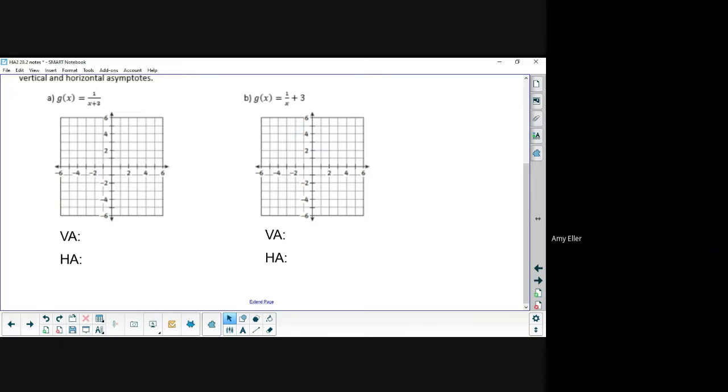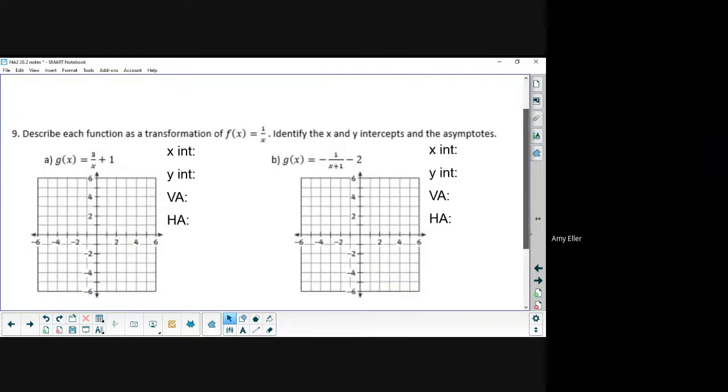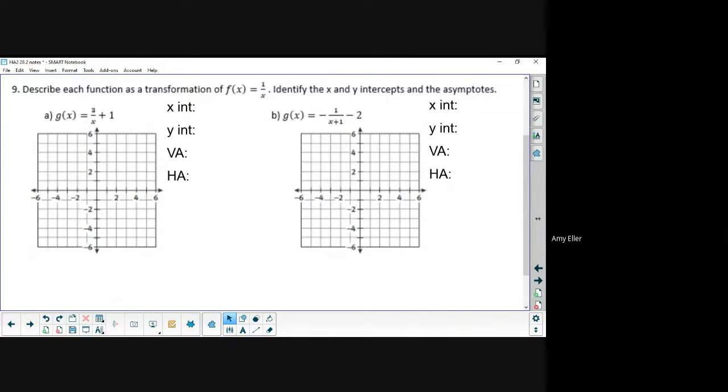We're going to skip some and hop down to 9B. Directions. Describe each function as a transformation. Identify the x and y intercepts and the asymptotes. Don't worry too much about the x and y intercepts. Start with the graph, and then your asymptotes will only take a couple seconds. 9B. Yep, 9B.